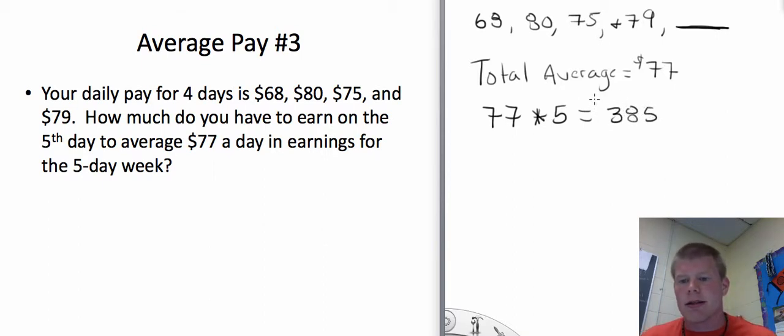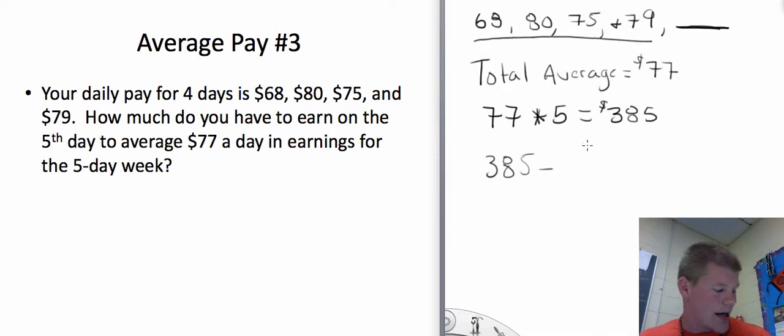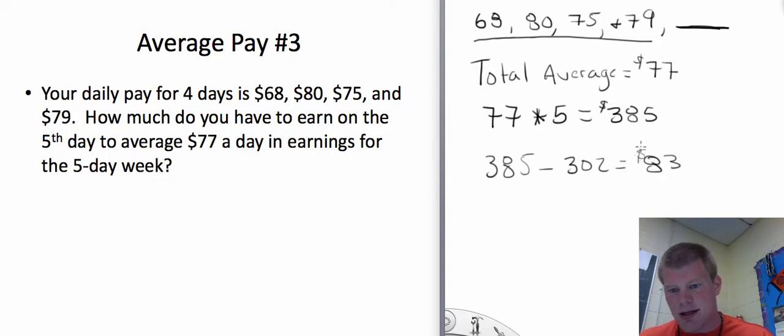The reason we do that is that 385 would be the answer we would get if we added all these numbers up, and then divided by 5 to get the 77. So we're basically working backwards. We know the average, we know how many days it was. This is our total. Now I take this 385 and subtract out all of these values. When I added all those values up, we got 302, and when we subtract that, we get a final answer of $83.